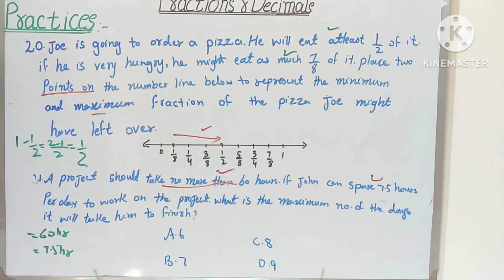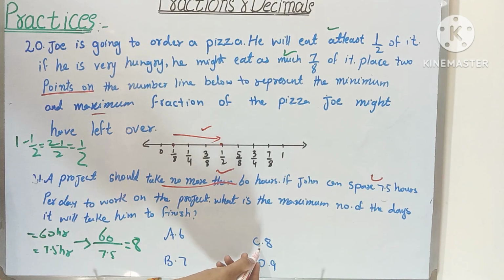Now calculate the maximum number of days: divide the total maximum project hours by the hours John works per day. Maximum days equals total project hours divided by hours per day. Total project hours 60, hours per day 7.5. When I divide, my final answer is 8. So the maximum number of days it will take John to finish the project is 8. It corresponds to option C.